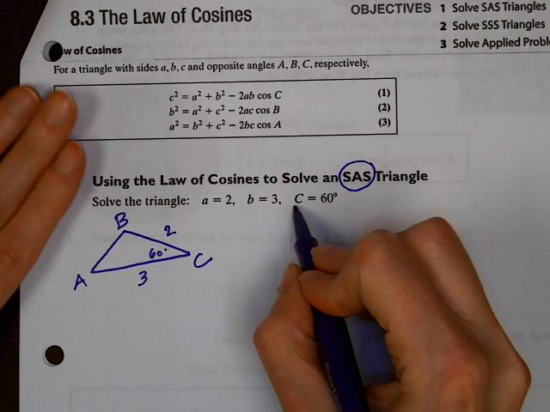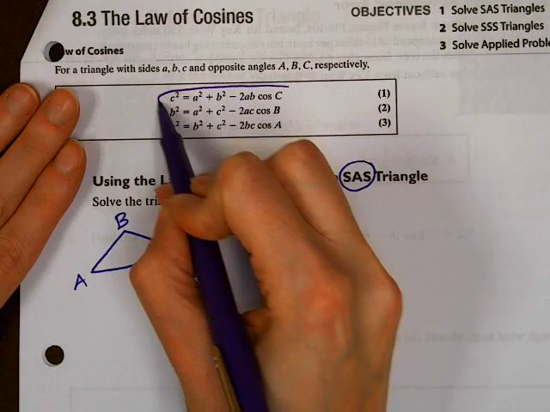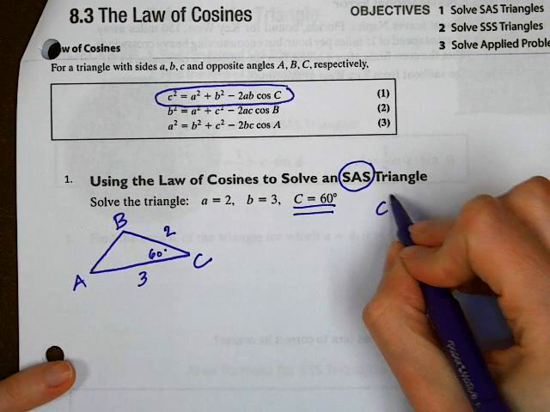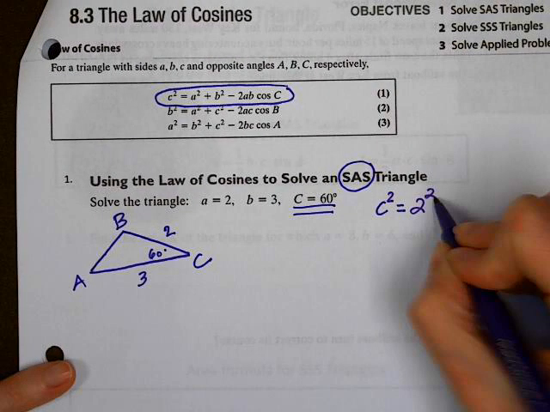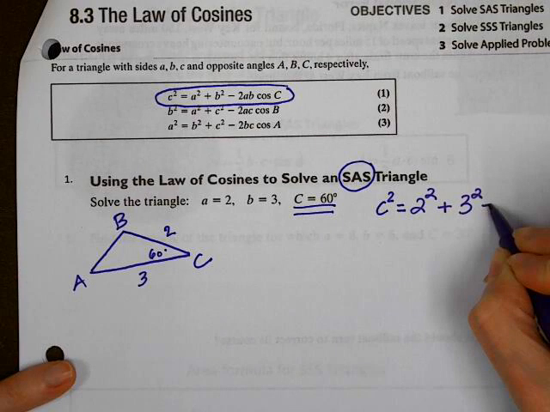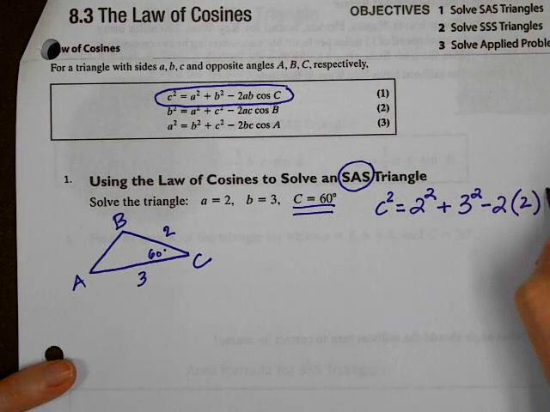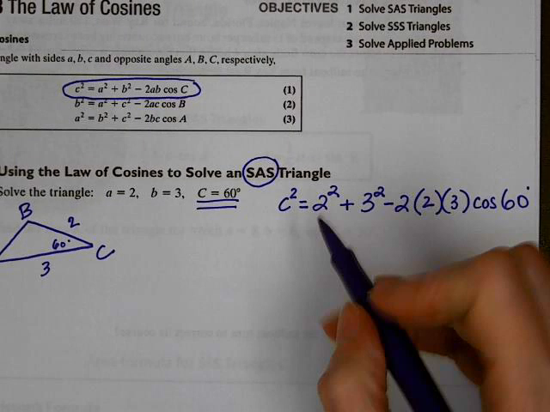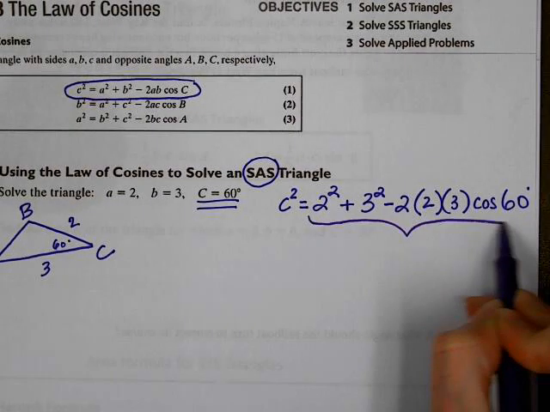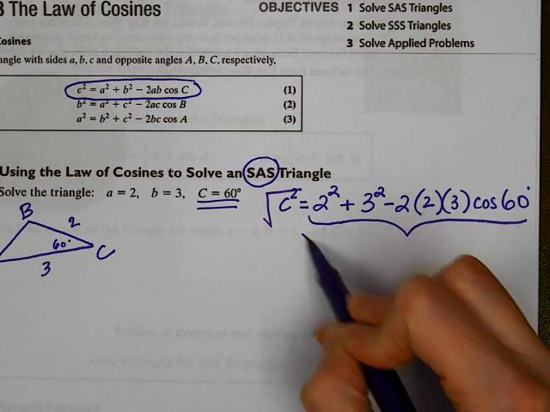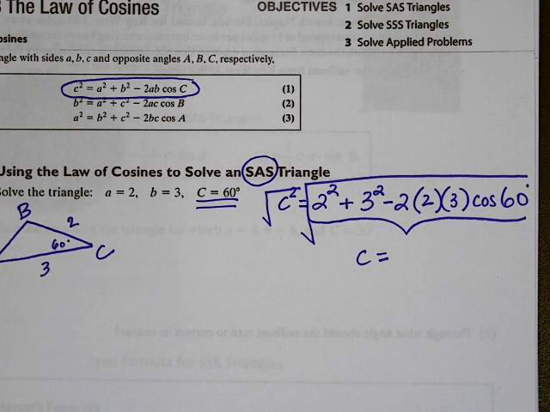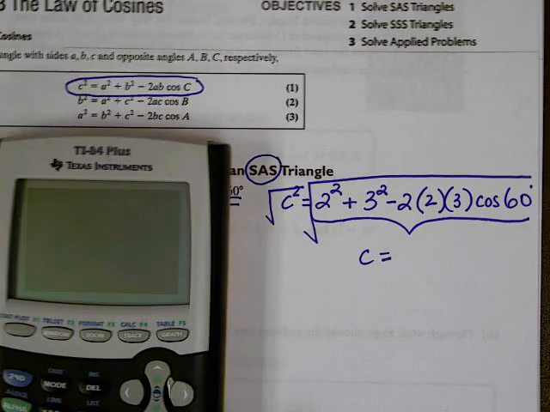So because I have angle C, I think I'm going to use this formula with the C's on the ends. Okay, so side C squared equals A squared plus B squared minus 2 times A times B times cosine of angle C. And then all you need to do is type this straight in the calculator and then square root it to get side C. And again, make sure you guys are in degree mode, which you should be.